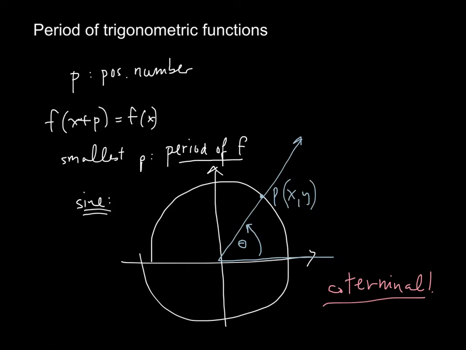Now, angles that are coterminal have the following property. To get them, we take our angle theta and add or subtract a multiple of 2 pi to theta to get an angle that's coterminal. So theta plus 2 pi is a coterminal angle, and it would look something like this.